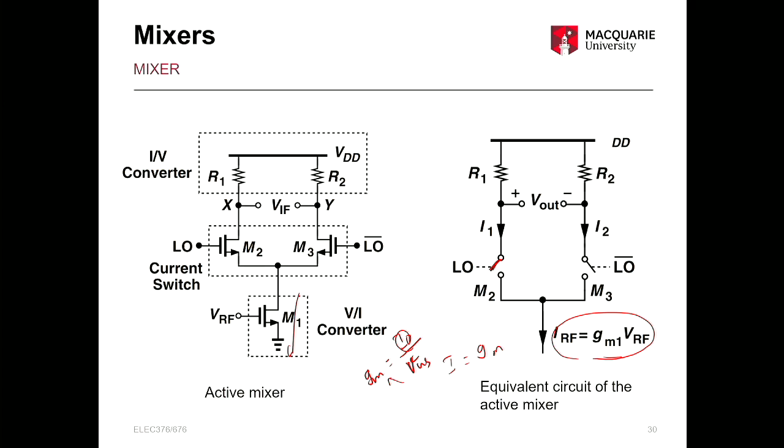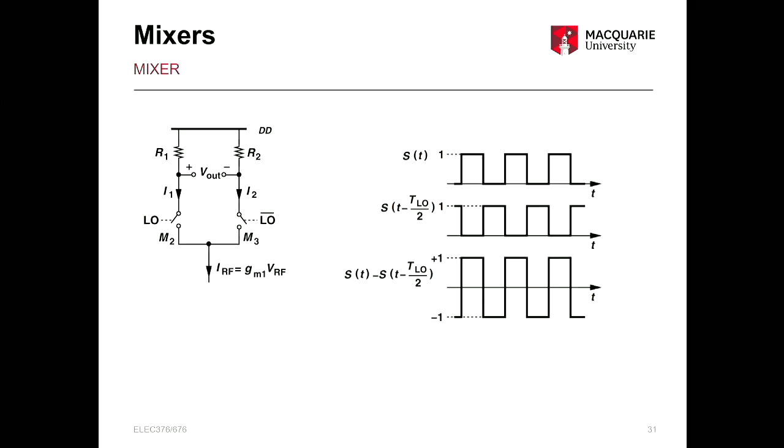And because it's a differential circuit, half of the time it is at 1 at some time. When M2 is on, at that time M3 is off. And when M2 is off, M3 becomes on. So it's a 180-degree phase shift. So the total, as you learned from the differential amplifier circuit, is the LO here minus the LO here.